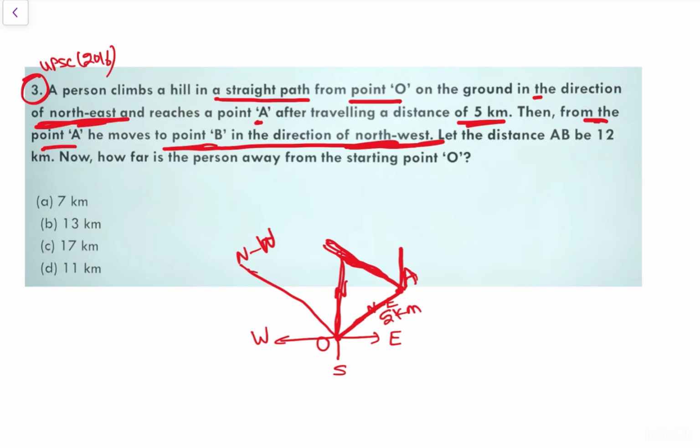ठीक है, and let the distance between A and B, so B तक पहुंच गया, distance between AB is 12 kilometers. So A and B is 12 kilometers. So here it is also, see here, so the direction is 90 degrees. ठीक है, and now how far the person is from the starting point, वो O to B count करना है हमें.